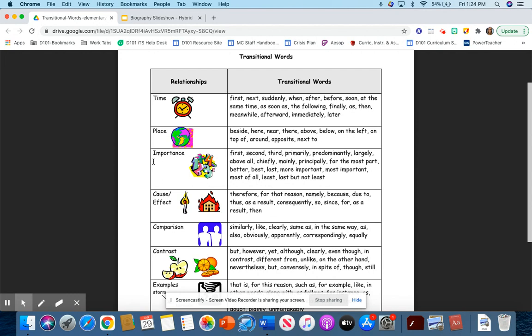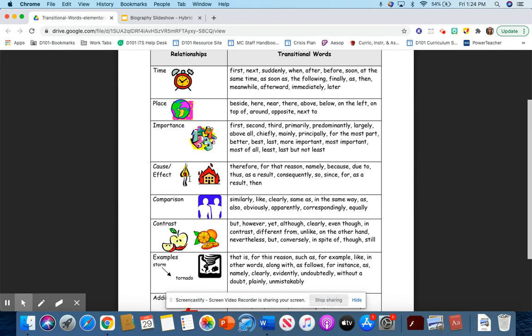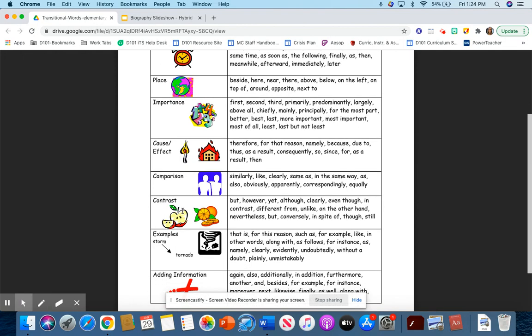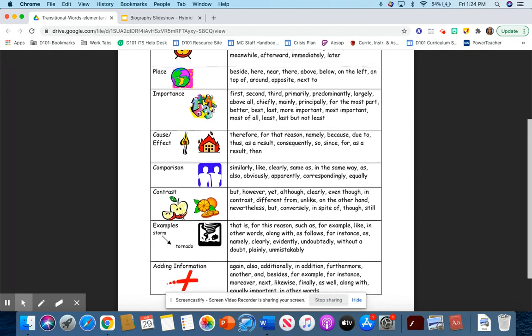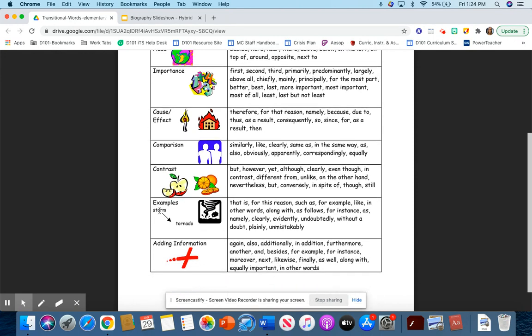How important are things? Maybe there's an order that things occur in, and that's important to convey to the reader. Cause and effect, again, is when something happens as a result of something else. Comparison is where you're comparing two different ideas, showing how they're similar or different. Contrasting is that different piece. And sometimes transition words help show that something is an example of something else. So, for example, a tornado is a type of storm. It's an example of a storm.